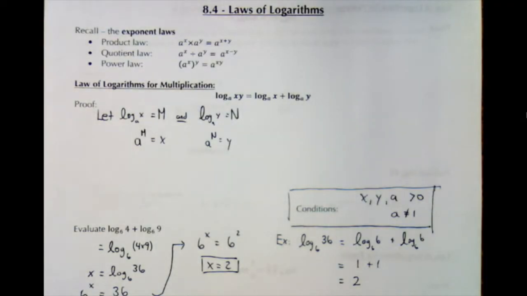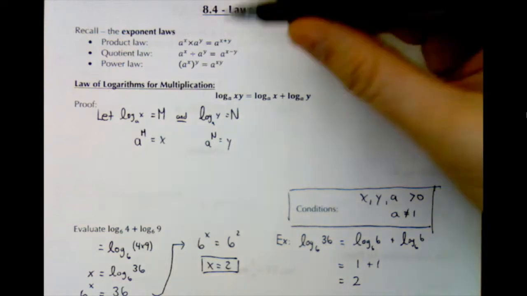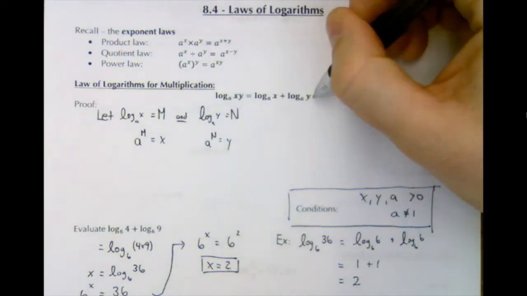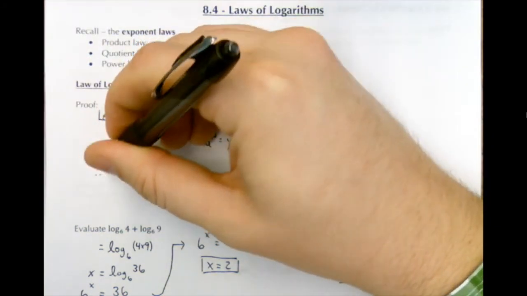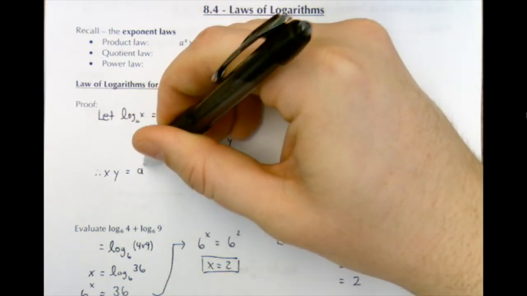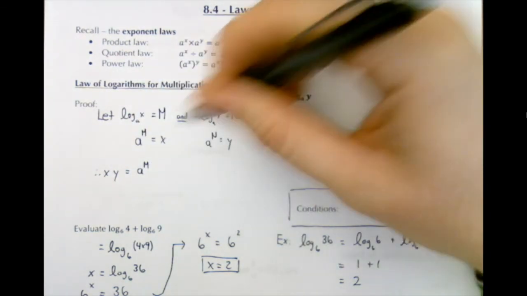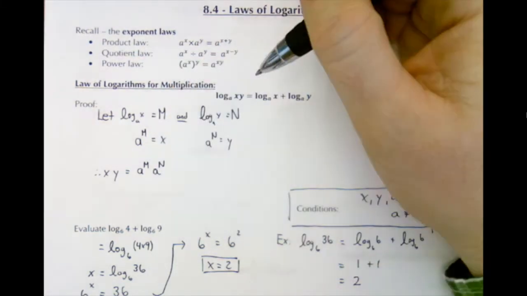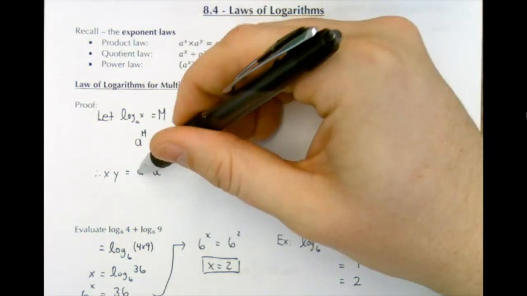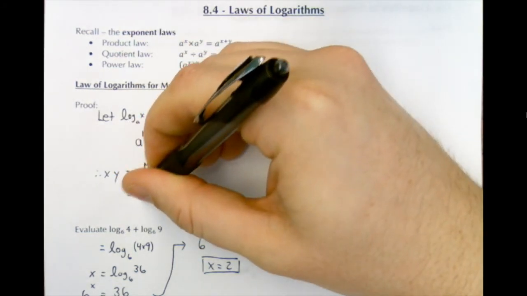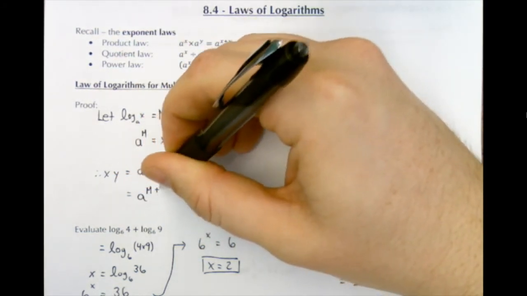Now the law of logarithms says that if we're multiplying x and y inside a logarithm, we can split that into 2 logarithms. So what is x times y? Well, x is a to the exponent m, and y is a to the exponent n. And what happens when you multiply powers with the same base? Well, you add the exponents. So we'd have a to the exponent m plus n.